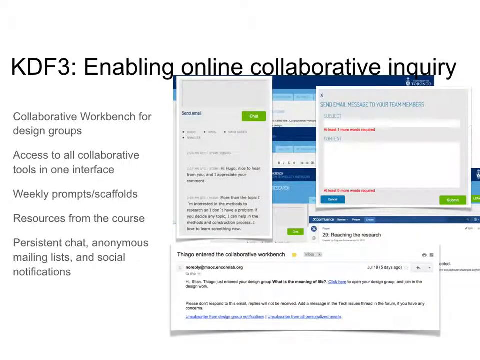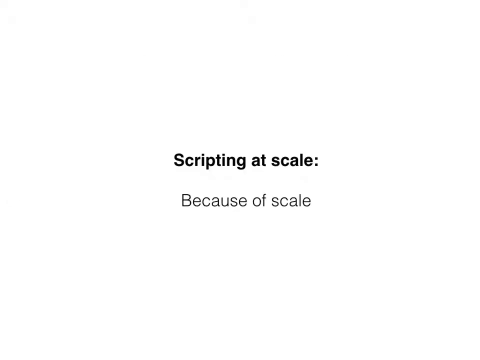We also added some more social features. So you have the chat on the left. We added an email functionality that was anonymous, but kind of a mailing list within the group. We had some notifications, because we found that people being online at the same time was really important for collaboration. So people would just get an email whenever someone else joined their group, with a link that took them directly to the collaborative workbench. They didn't have to go to edX, log in, click a link. And that was used quite a lot, and that was really quite important.